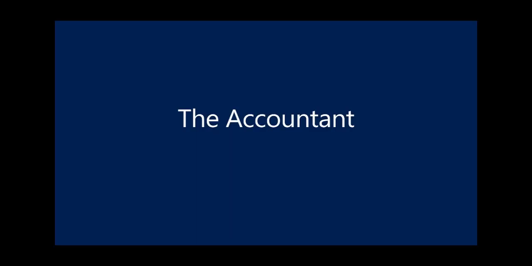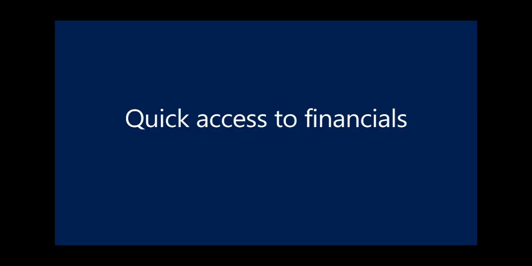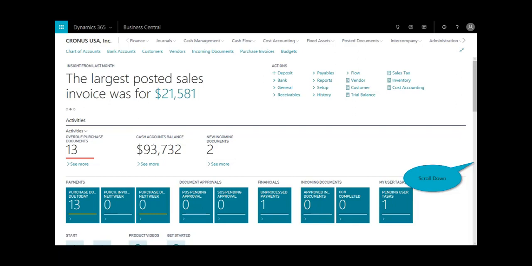This demonstration follows the day in the life of the accountant using Dynamics 365 Business Central. In this scenario, we will show you how you can gain quick access to some of the key metrics and financial information. Then, as our business continues to grow, we need to accommodate for change: how do I add a new account to the general ledger? We'll then enter a journal expense to that account, and then we'll do data analysis on that information that we just posted.